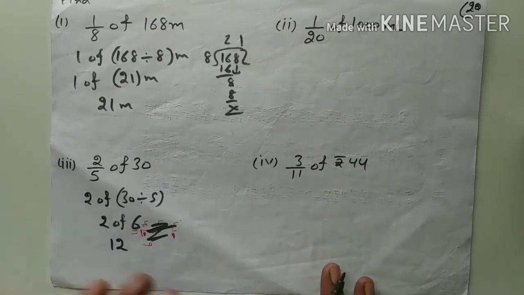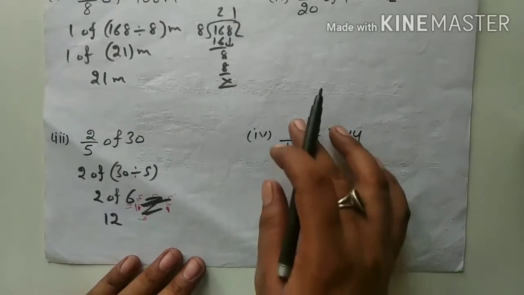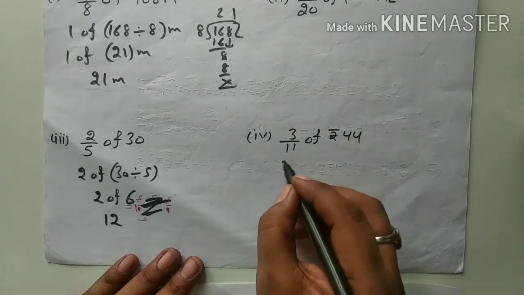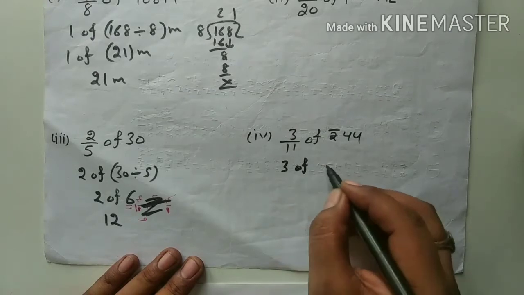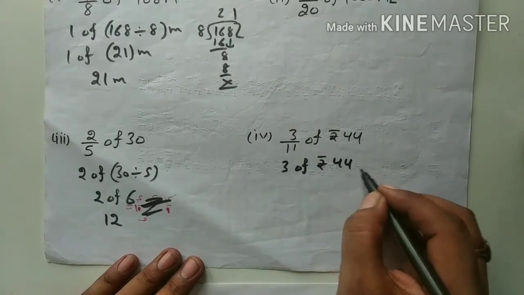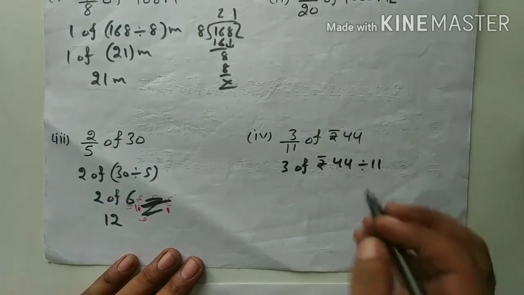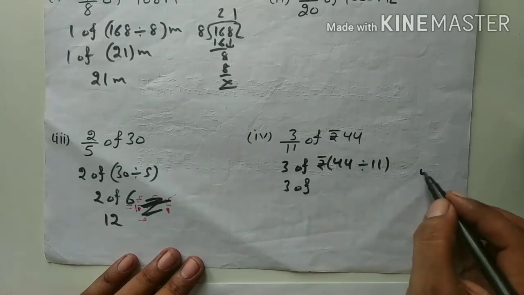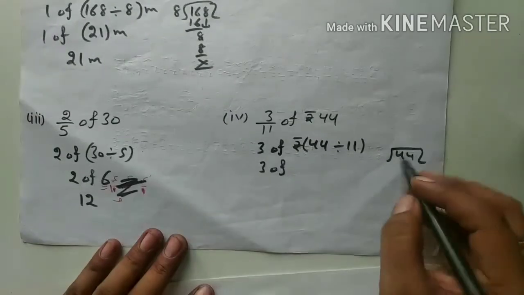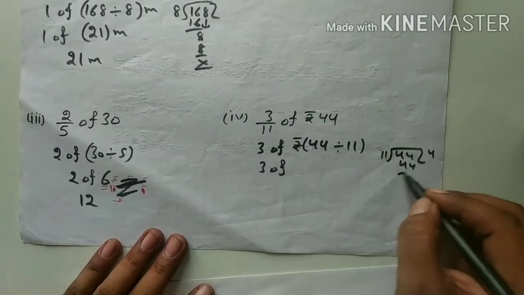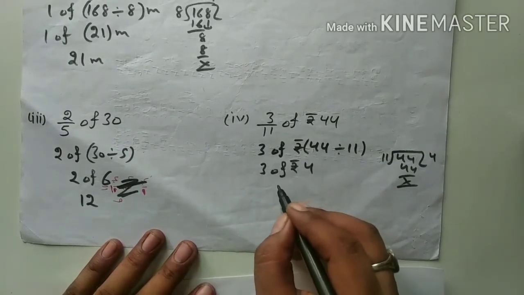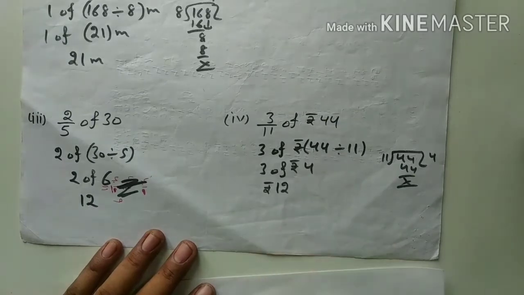So student, in this video, if we have to find 3 by 11 of rupees 44, so 3 of rupees 44 divided by 11. Okay student. Now 3 of 44 divided by 11, that is rupees 4. Now 3 of 4, that is 12 rupees. So student, in this way we have found the answer.